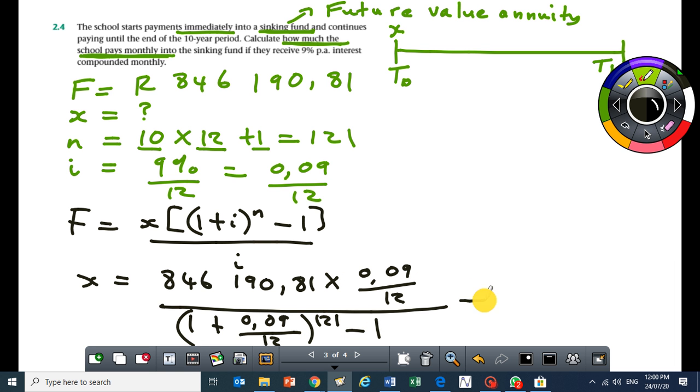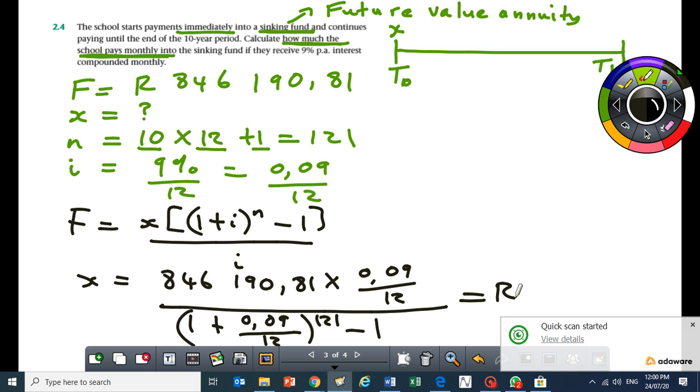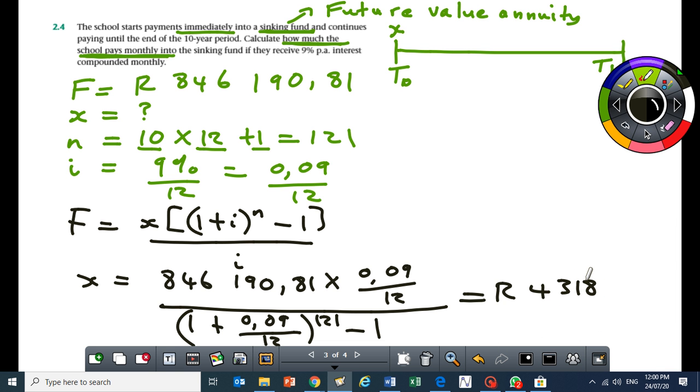So if you simplify that, what answer do you get? Teshin, just say it for me. What answer do you get? 4,318 point what? 06. Like that. So it's 4,318 and 6 cents.